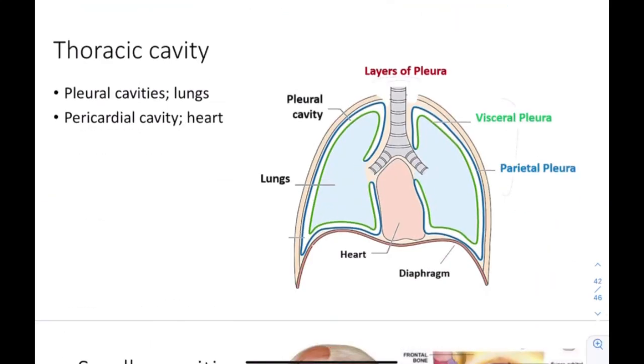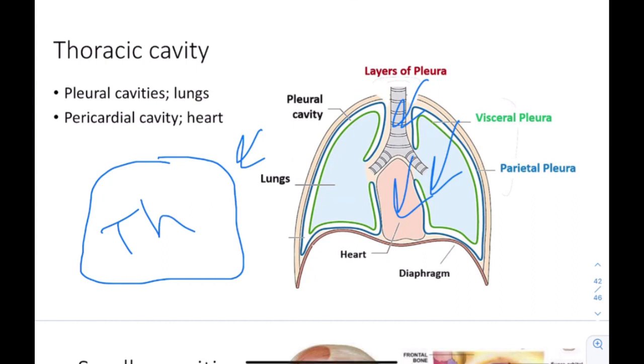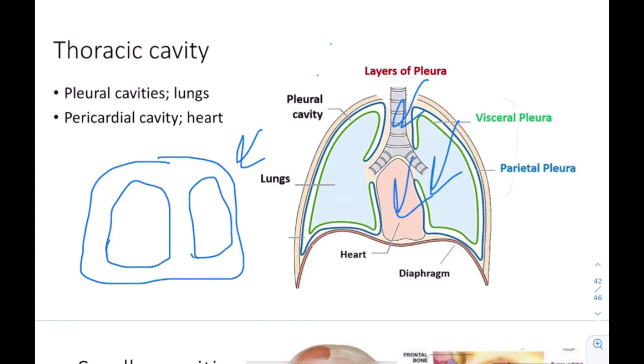Okay, let's talk more about the thoracic cavity. Let's say this is the thoracic wall. And inside you have the lungs and the heart and all these structures here, the trachea, which is the airway or the windpipe, and the lungs. If you remove all these things, you're left with the thoracic cavity. However, when you add the lung and you add the second lung, you get another space here called the pleural cavity.